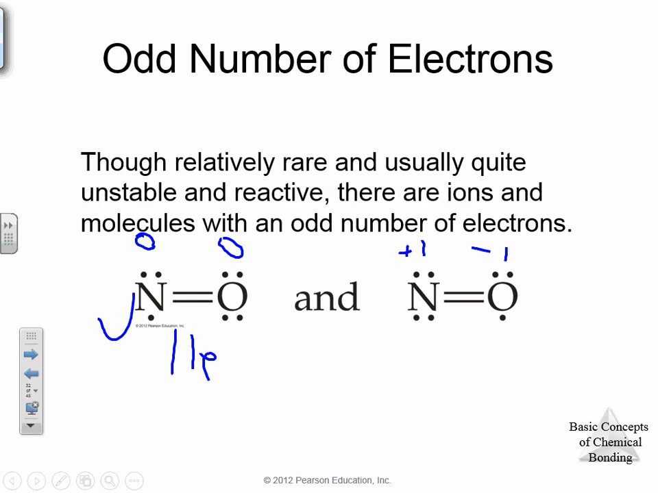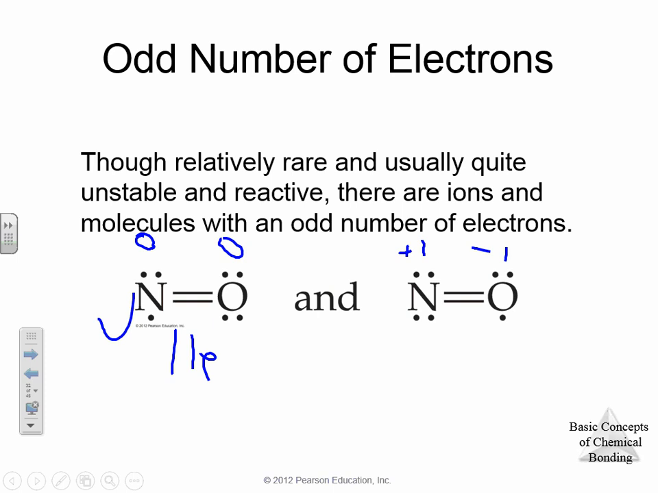An odd number of electrons in the outer shell. It's rare to have an odd number of electrons in the outer shell. But if you look at NO, when NO bonds together, you can see we have 11 electrons. How do we do this? On the left-hand example, we have a double bond. We have 5 electrons on nitrogen, 6 electrons on oxygen. Our formal charge for both of those atoms is 0.